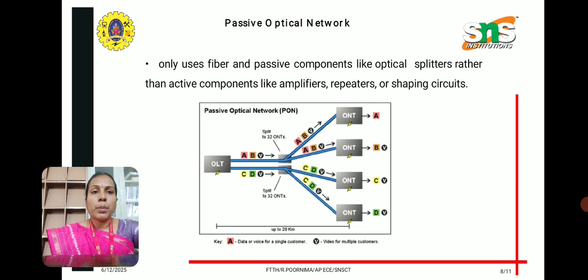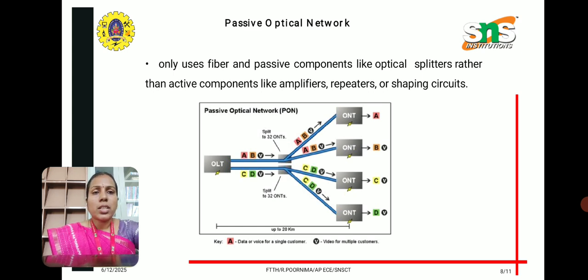Next is the passive optical network. It uses fiber and passive components like optical splitters. Here we don't use any active component like amplifiers, repeaters, etc. We use only optical splitters, so the optical signal is transmitted to the individual user through optical splitters. It can be used only for short distance communication because it does not include any amplifiers or regenerators. So it provides a very short distance communication compared to the active network. The active network is used for long distance transmission.